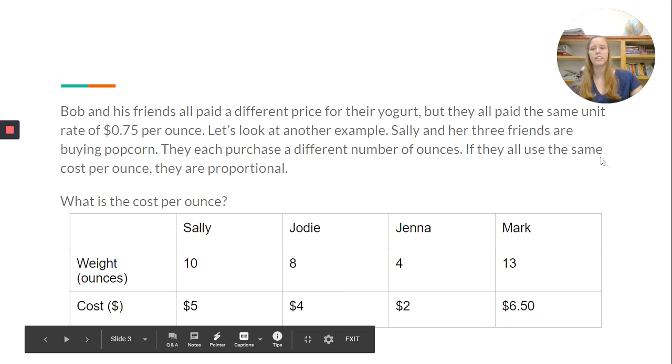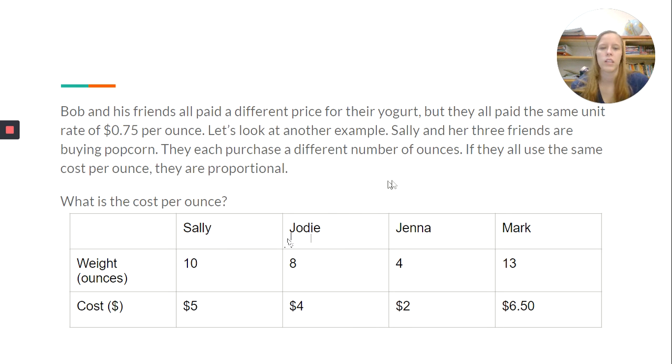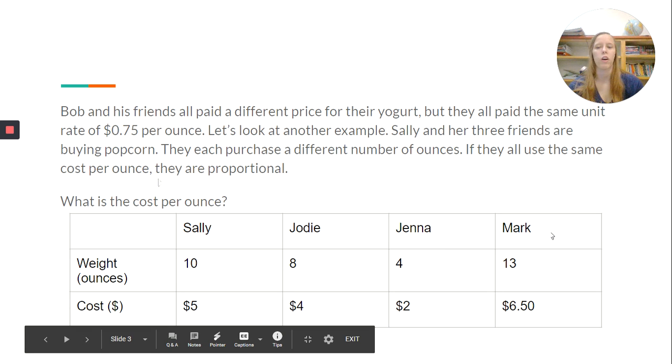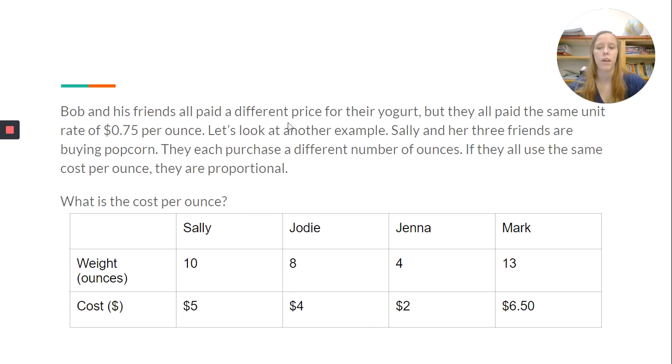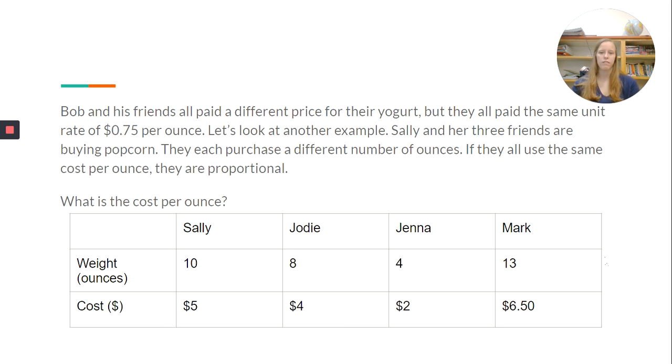Let's look at another example. Like Bob and his friends, they got yogurt. Sally and her friends are getting popcorn. They each purchased a different amount. They all use the same cost per ounce. So they are proportional, we know that. So if Sally got 10 ounces, paid $5. Jody got 8 ounces, paid $4. Jenna got 4 ounces, paid $2. And Mark got 13 ounces and paid $6.50. So we need to figure out what the unit price is. So what is that cost per ounce?